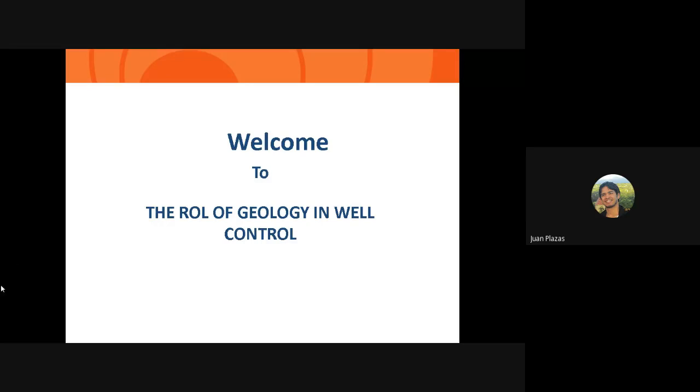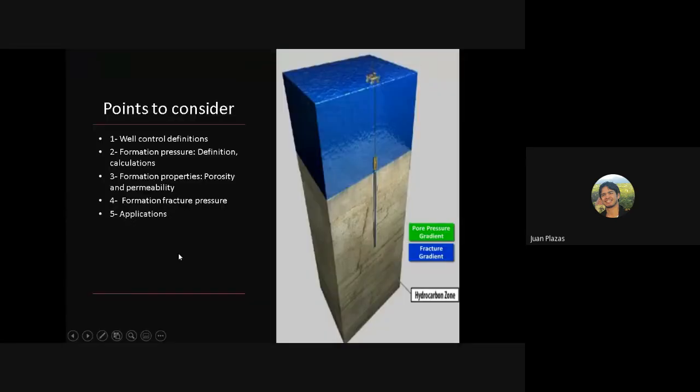All right. Today we'll talk about the geology work in well control. It will cover some well control definitions first. During these definitions, it will cover the definition of a kick, an influx, a blowout, and more information regarding primary well control. Next, we will cover formation pressure, what it is, and how to calculate formation pressure using geologist data and information from the well charting.